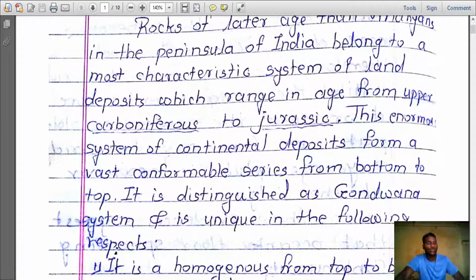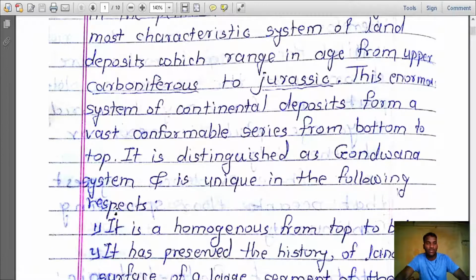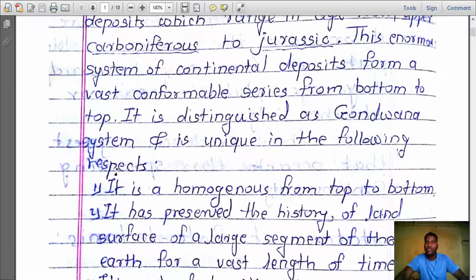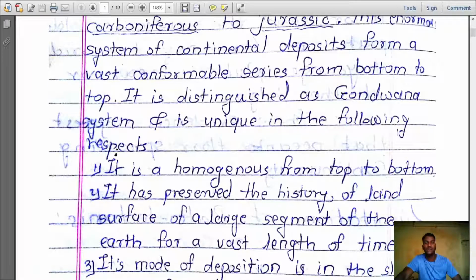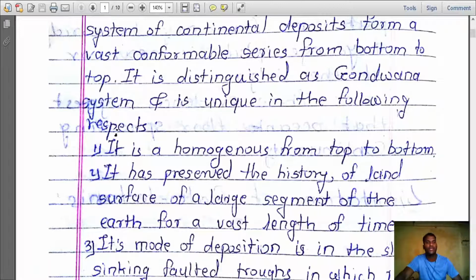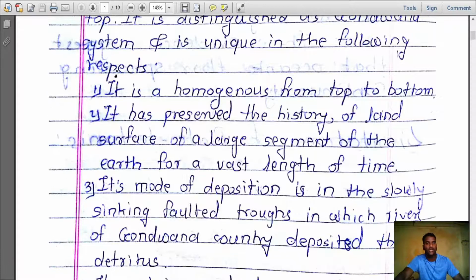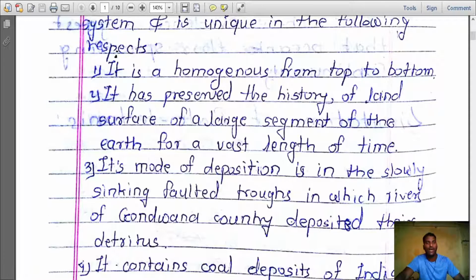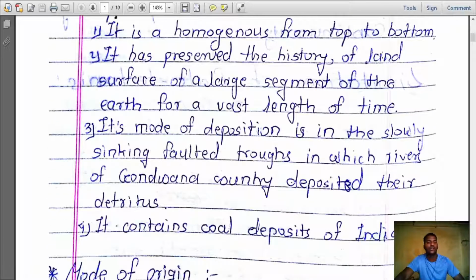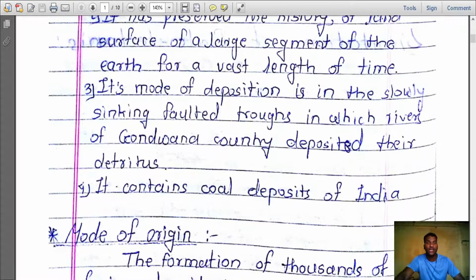Gondwana supergroup is unique because, first, it is homogeneous from top to bottom. Second, it has preserved the history of the land surface of a large segment of the earth for a vast length of time. Its mode of deposition is in a slowly sinking faulted trough in which rivers of the Gondwana country deposited their detritus. It contains the coal deposits of India.